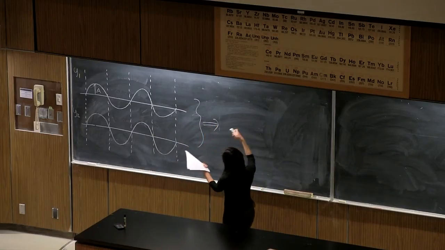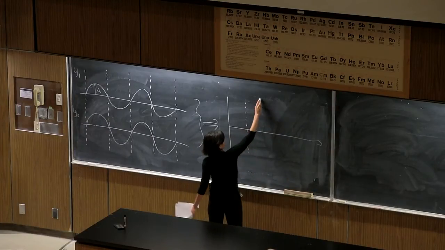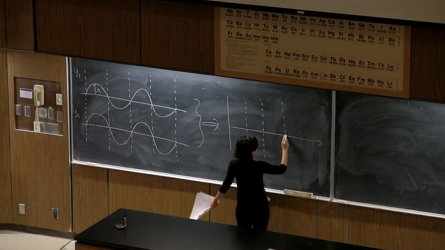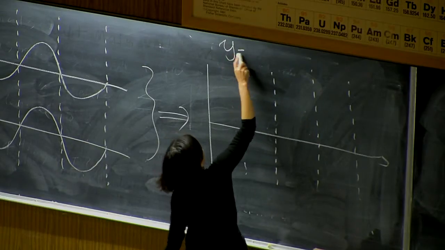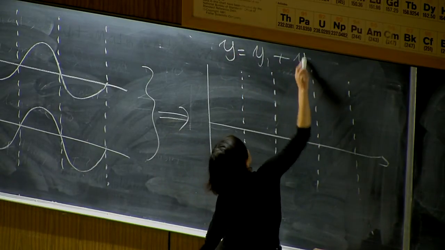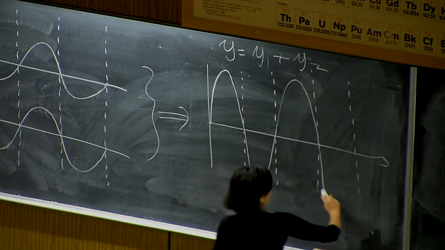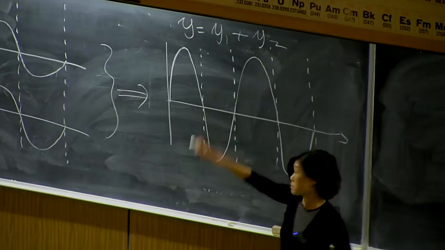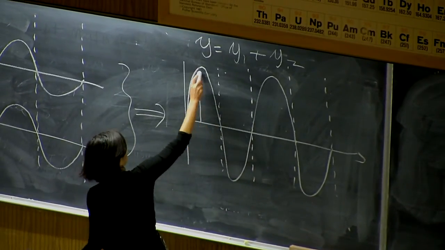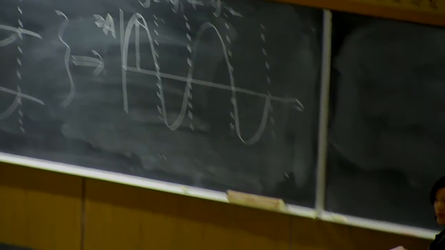So after constructive interference, algebraically you just add up the two wave functions. And the final result would have amplitude twice the original amplitude. So amplitude increases.